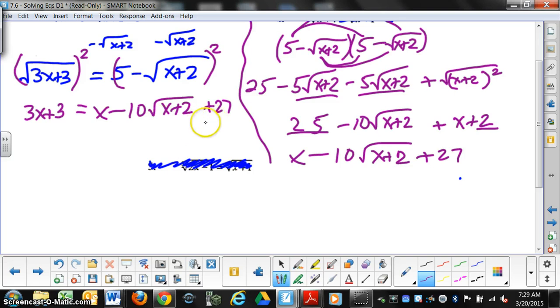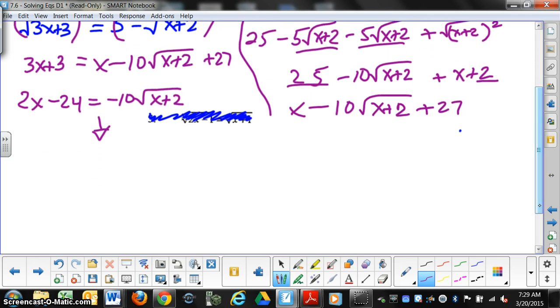Yay! Alright, subtract 27. Subtract 27, I get negative 24. Subtract x, I get 2x. That's equal to negative 10 times the square root of x plus 2. Let's shift down a little bit.